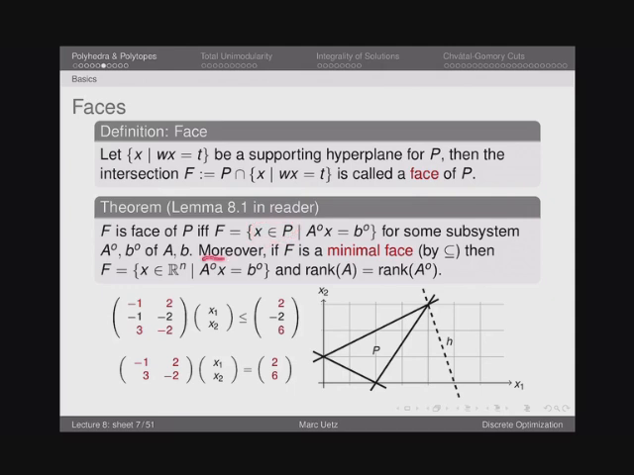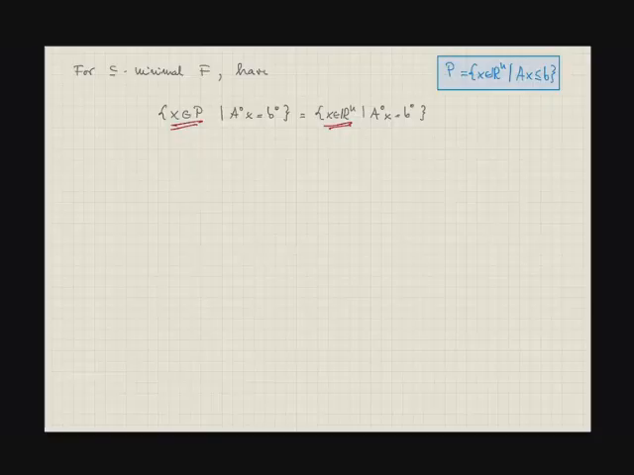But the second claim in this theorem is that if I talk about minimal faces by inclusion, so like this one, this would be a minimal face, it's a vertex, then I don't need to intersect with the polyhedron. So such faces, so inclusion minimal faces, are precisely characterized by linear subsystems, and I don't have to intersect with the polyhedron itself. So this is what we still want to show.